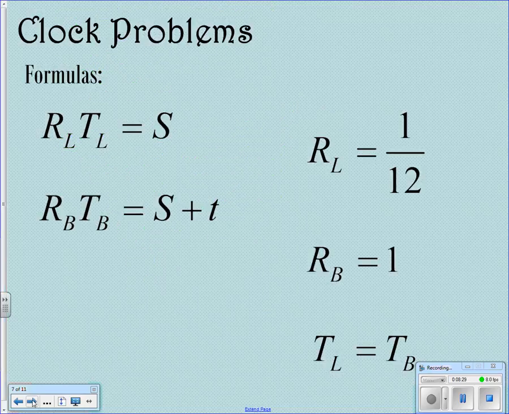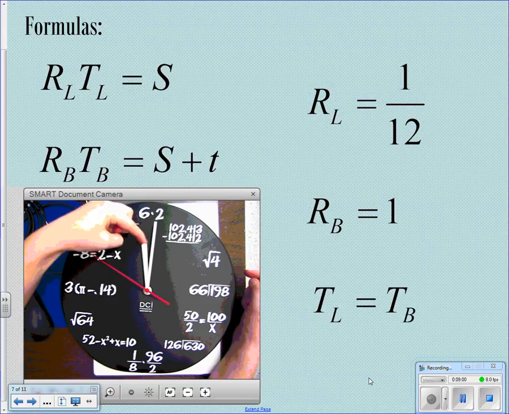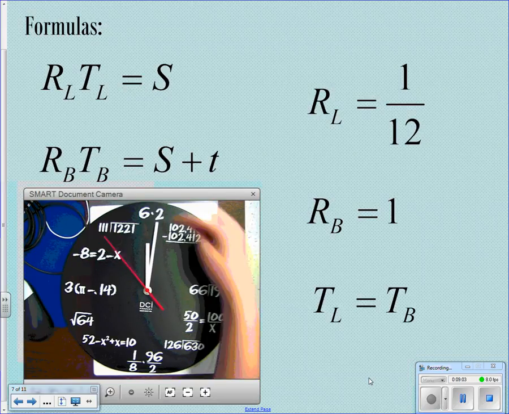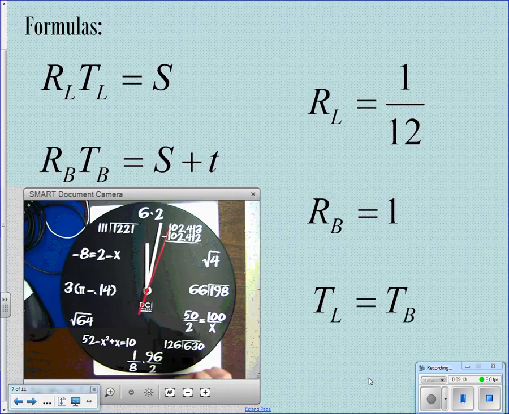Okay, so now we're going to move on to clock problems. These are the formulas that you're going to use for your clock problems. When we have a clock, we've got a little hand and a big hand. All right, so your little hand is your hour hand because it's the little one, it's the small one, okay? And then the big hand is your minute hand because it's the big one. And we're not actually going to use the second hand. We're only looking at the little hand, the hour hand, and the big hand, the minute hand, okay?